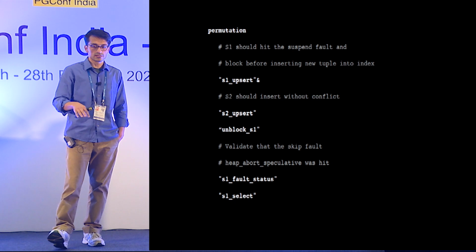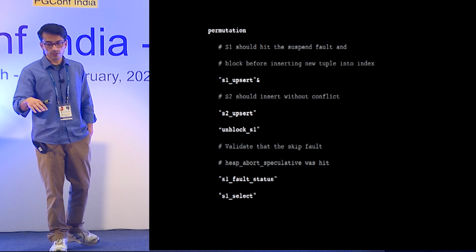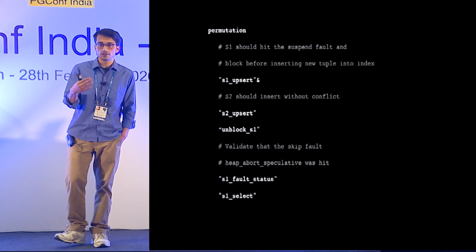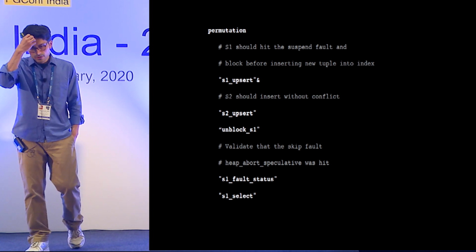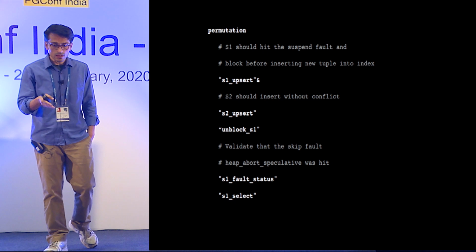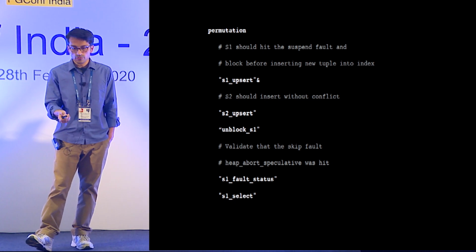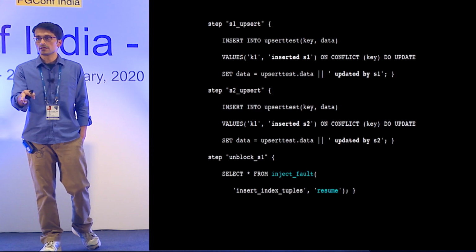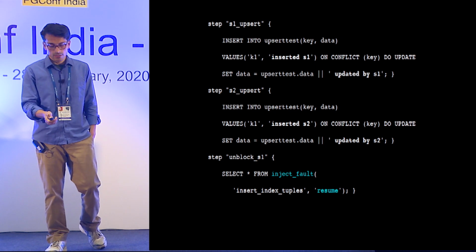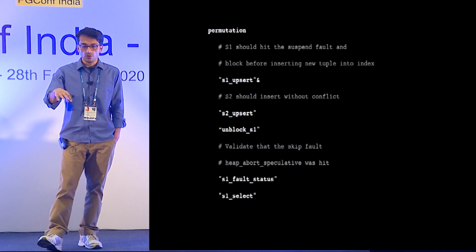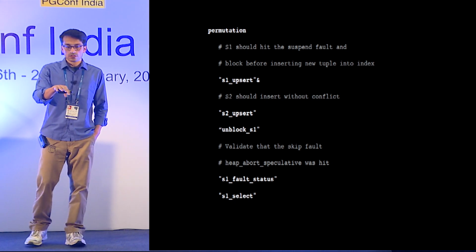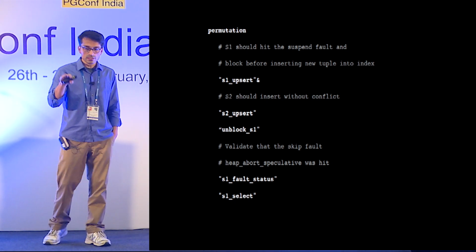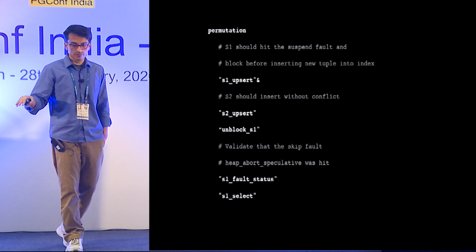So we had to teach the isolation framework that there is another reason for a command to wait. So S1 upsert, remember what is S1 upsert? It's just the insert on conflict action, right? So this step is going to wait because we have injected the suspend fault. So S1 upsert is going to block because of the suspend fault.